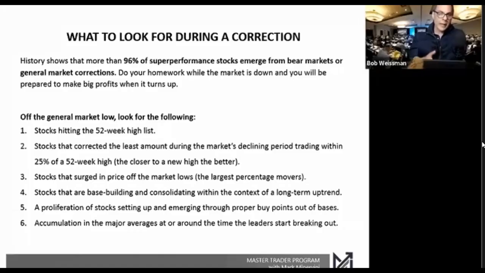So again, if you're licking your wounds and you've been beat up with losses, yeah, I can understand that you don't want to be involved in the market. But we'll talk about that and get you straightened out in risk management when we get to that part of the workshop.